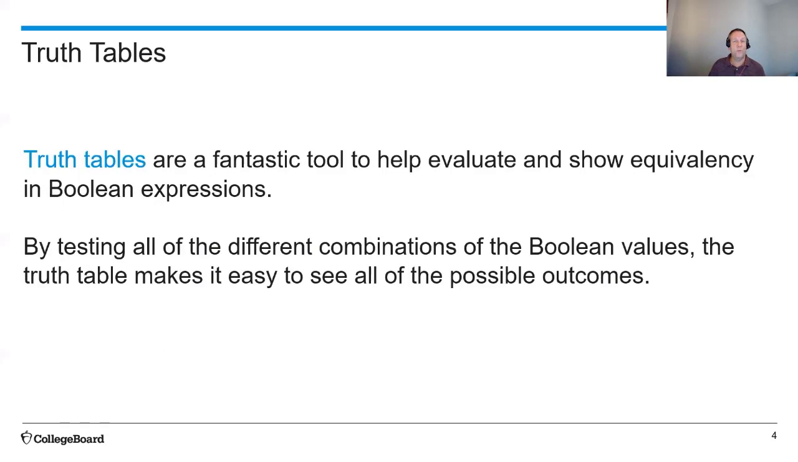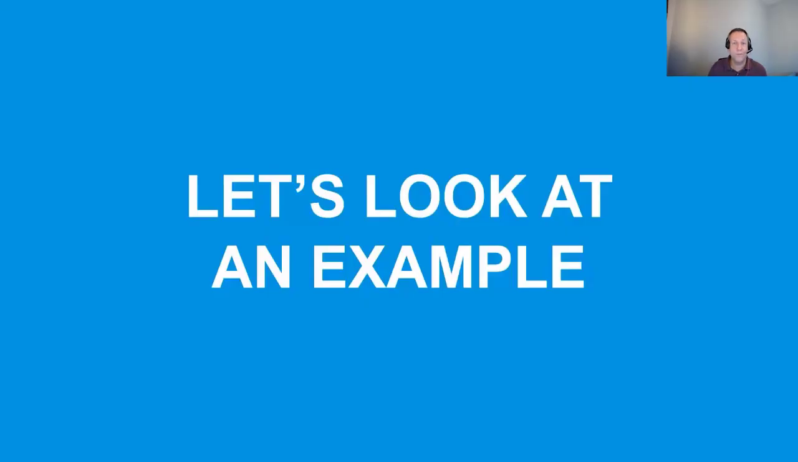So what are truth tables? Well, truth tables are a fantastic tool to help us evaluate and show equivalency in Boolean expressions. And by testing all of the different combinations of the Boolean values, the truth table makes it easy to see all the possible outcomes that we'll have. Let's look at an example.